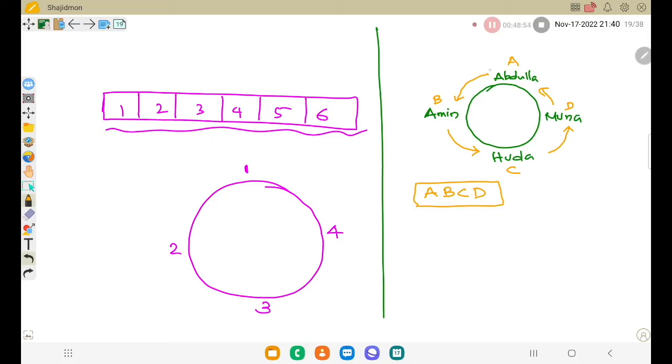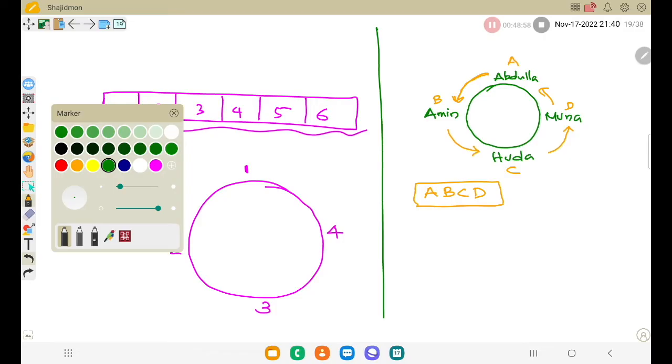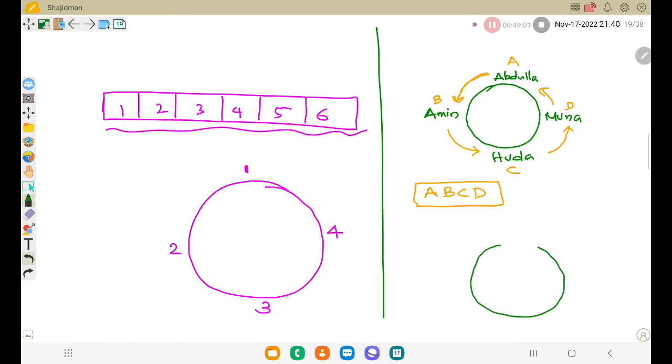Now for example, if you rotate like this, Abdullah was here, now he is coming to here. Amin was in the Abdullah position, now Amin is coming here. Just think of rotating like this. Now Huda is coming here, and Muna is coming here. So is there any change in the previous arrangement? Same arrangement, same near places.